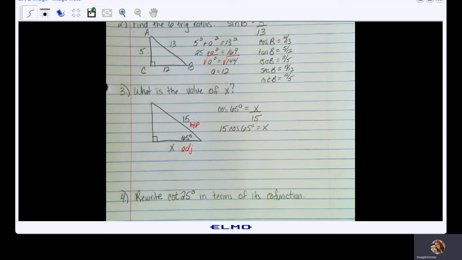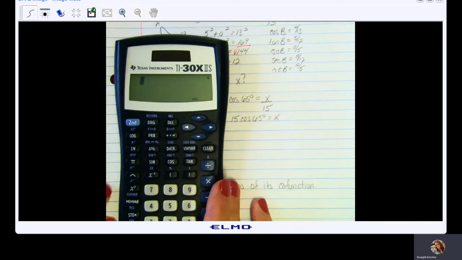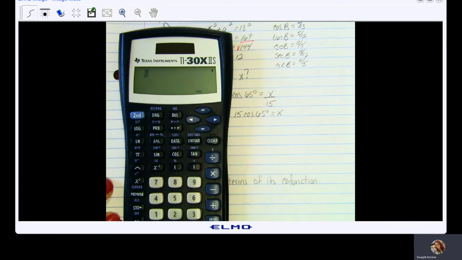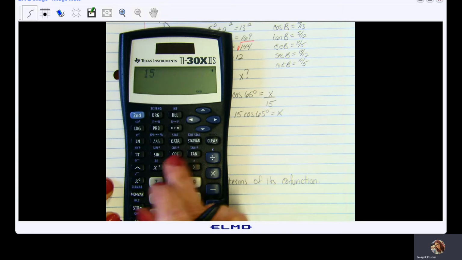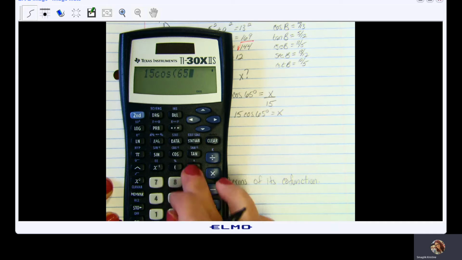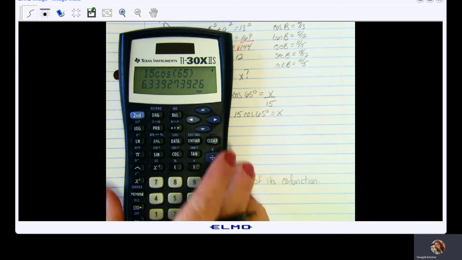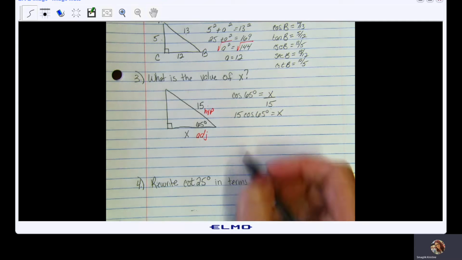And at this point, you just grab a calculator and you pop it in. And depending on what calculator you have, depends on how you're going to enter it in. Mine, I can go left to right. 15 cosine 65. We're going to call that 6.3. We'll round it to the nearest tenth.